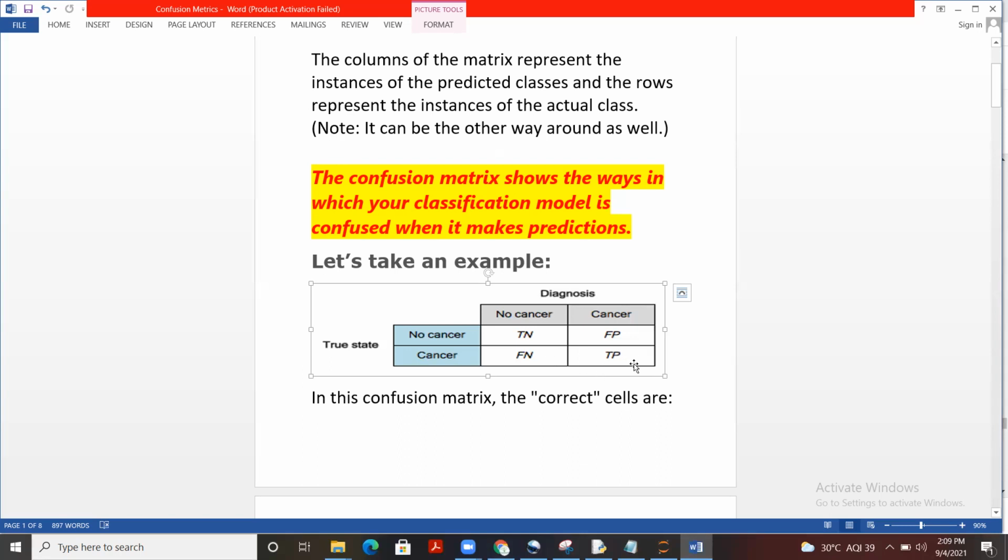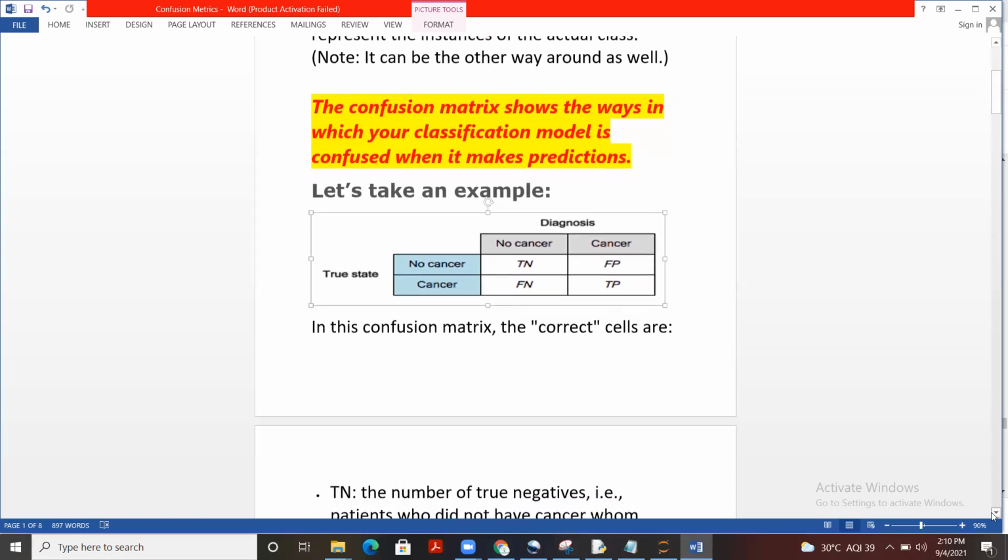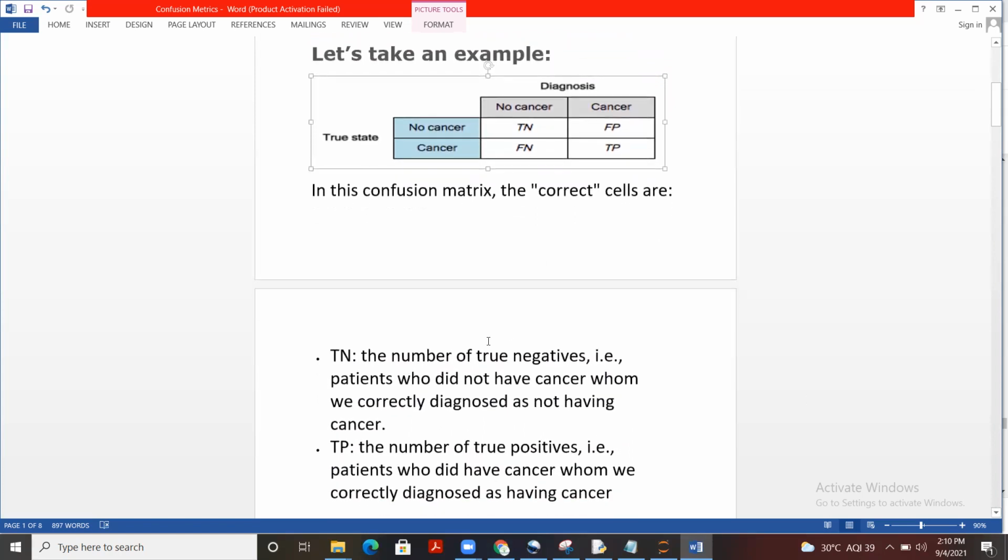So in a confusion matrix, there are two types of cells. We call them correct cells and error cells. The correct cells are the true negative and true positive ones, and the error cells are the false negative and false positive ones. The false positive and false negative are the states where the model was confused while making a prediction. And if we want to check the accuracy, we can add all the correct values and divide by the number of occurrences so that we can get that output as well. So here I have put the basic definitions of TN, TP, FN and FP.